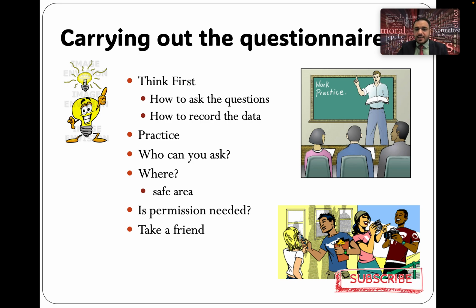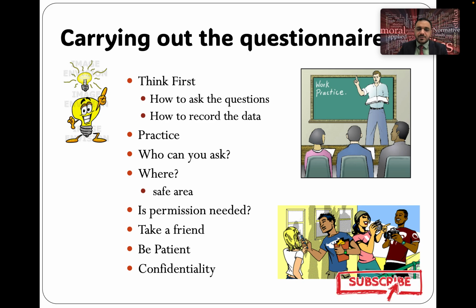Is permission needed? For example, sometimes in public, once you ask questions, people get angry. So you need to choose those areas where they know that you are doing some kind of research or some kind of activity where they need to answer. Take a friend, keep some people with you while you make a questionnaire. Okay, after that, be patient, be confident. All of these points you need to carry out while you make a questionnaire.